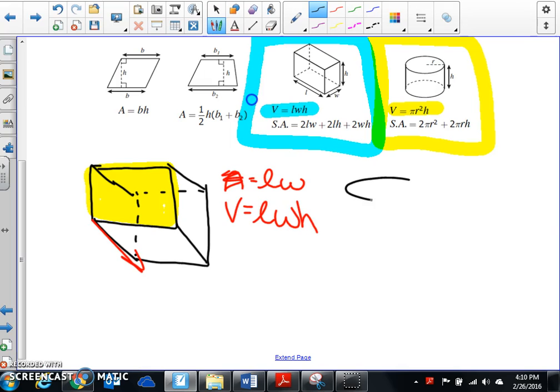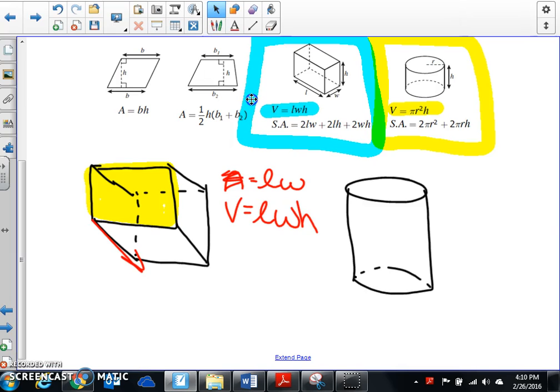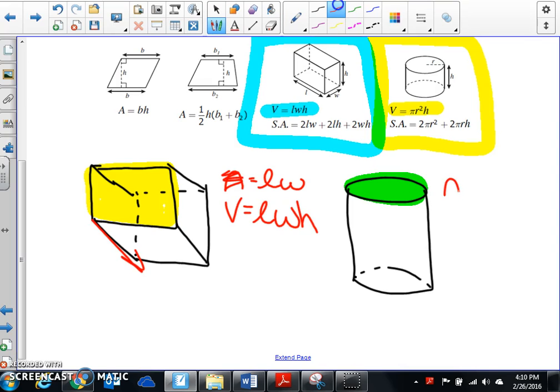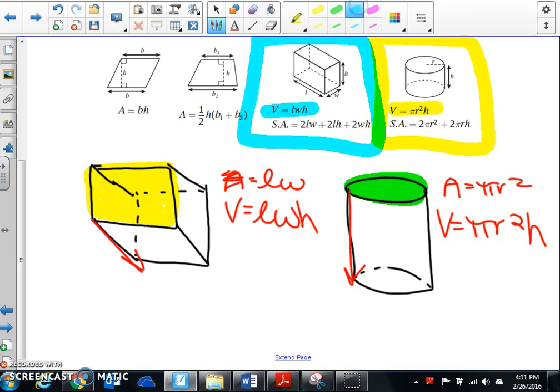For a cylinder, the base, the face, is a circle. So the area of a circle is pi r squared, and now we just have to stretch it. So volume is pi r squared h. So the only new thing that we have added on is this h, because we're making a 2D figure 3D, so we have to account for the height now.